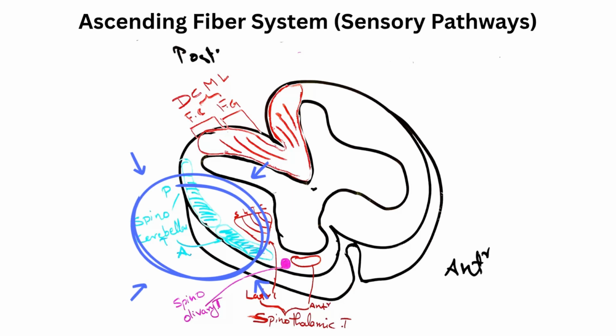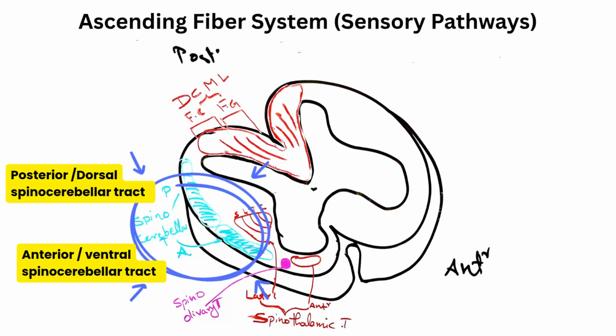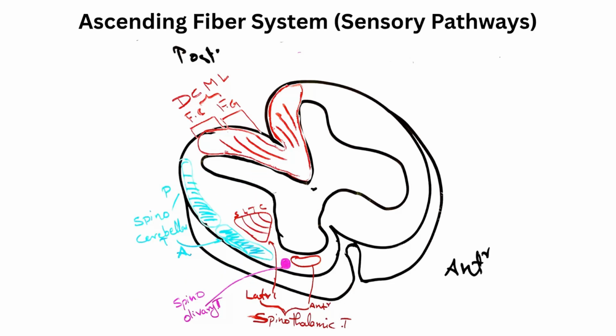Then, more sideways, you can see the spinocerebellar tract, starting from the spine and going to the cerebellum. Again there is a subdivision: the posterior spinocerebellar and anterior spinocerebellar tracts. The next one is the spinothalamic tract, which we discussed in the previous video, the pain pathway. In the spinothalamic tract we also have the lateral and anterior spinothalamic tracts. One more ascending tract is the spino-olivary tract, which goes to the olivary nucleus in the brainstem.